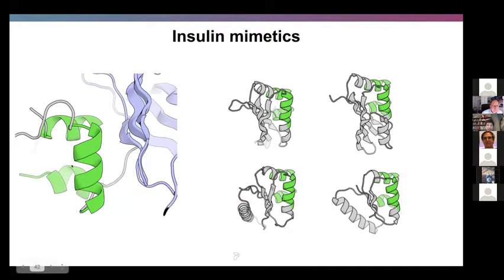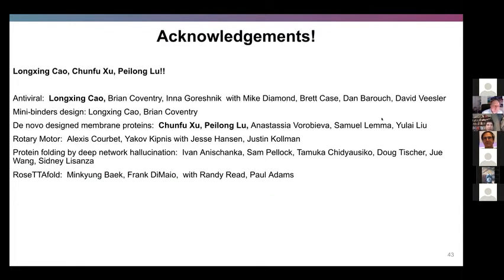We can take insulin, for example, which has a very complex fold, and mimic this in small proteins. I think I went through that kind of quickly, but we have lots of time for questions.